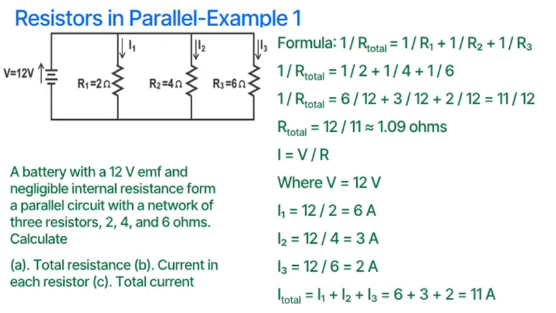Finally, add all the branch currents. 6 plus 3 plus 2 equals 11 amperes. That is the total current flowing from the battery.